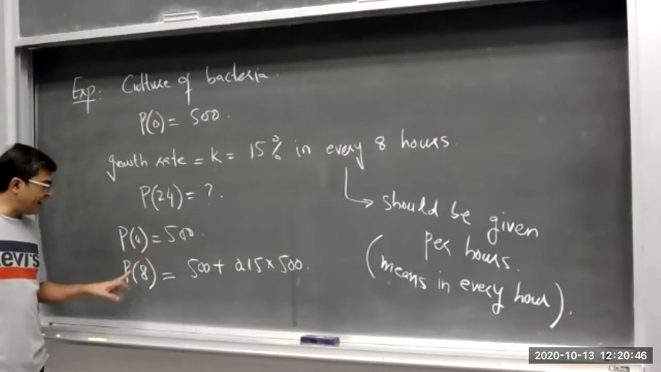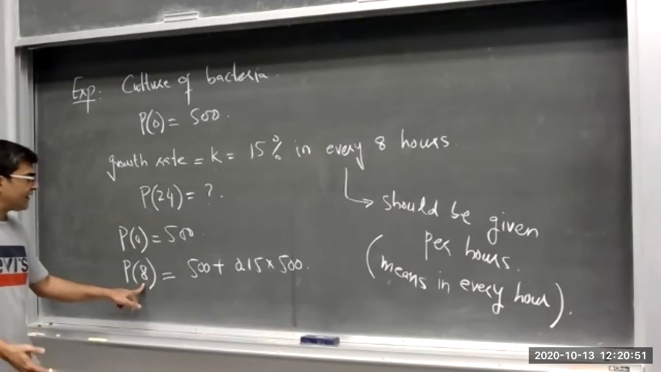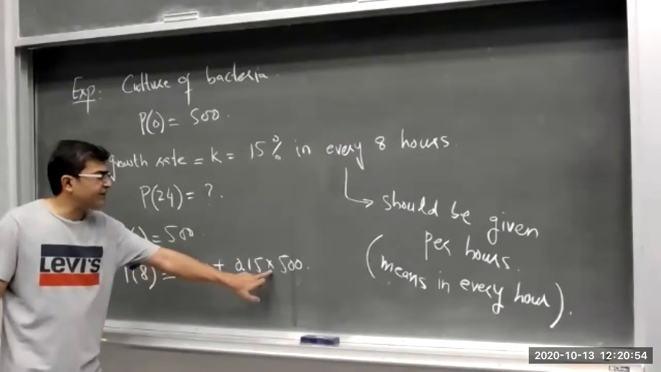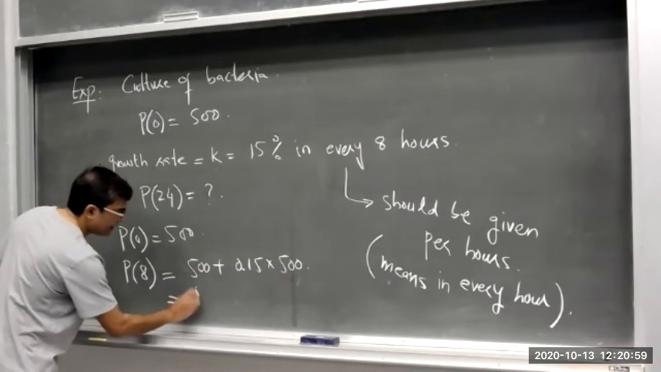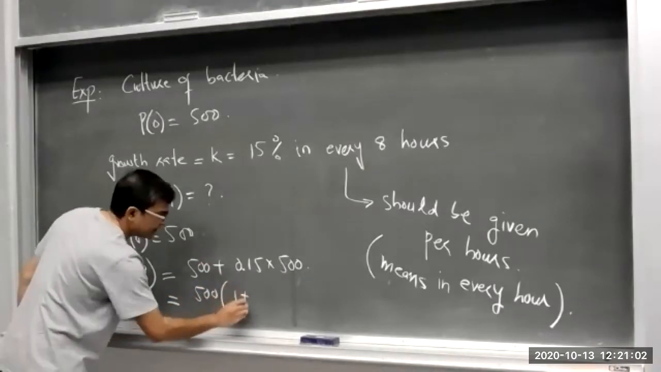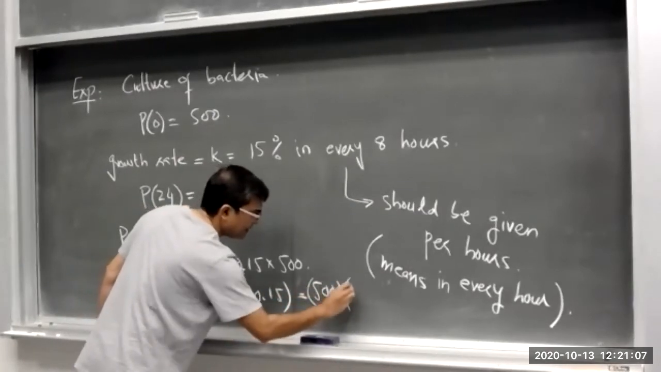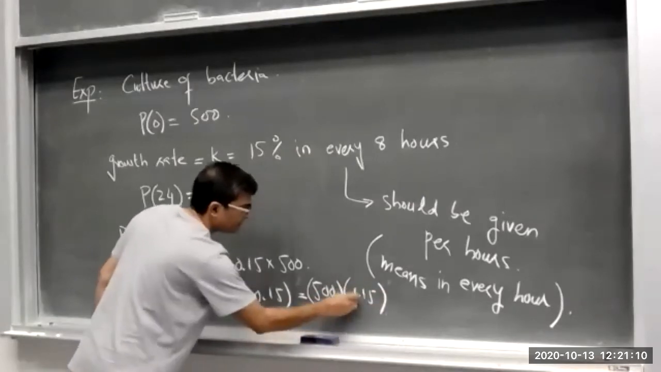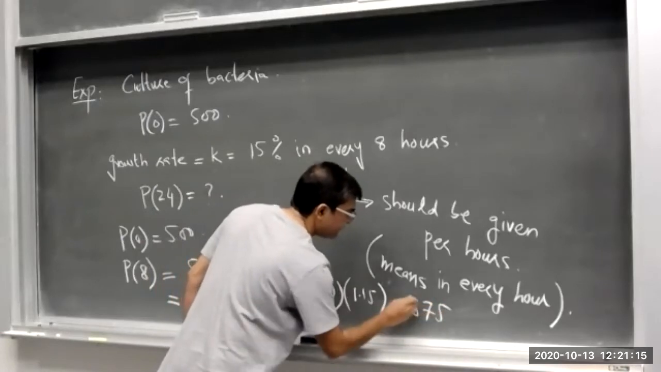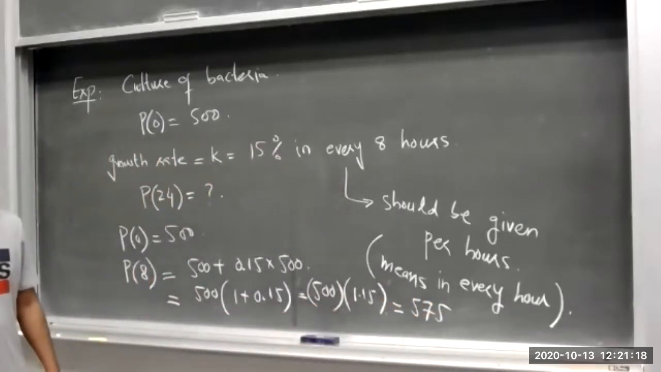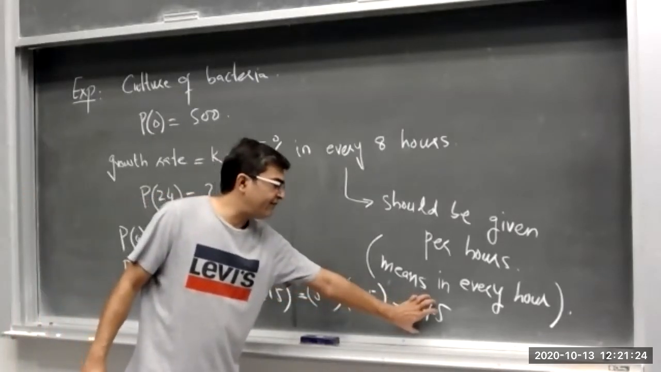The initial population is 500, and the population after the first 8 hours will be 500 plus 15% of 500. If we solve it, this is 500 plus 0.15, which is 500 multiplied by 1.15. If we simplify this, we get 575. After the first 8 hours, the population will be 575.